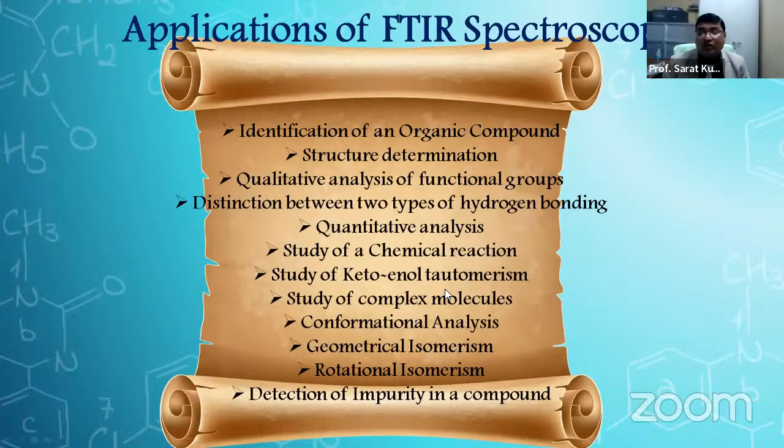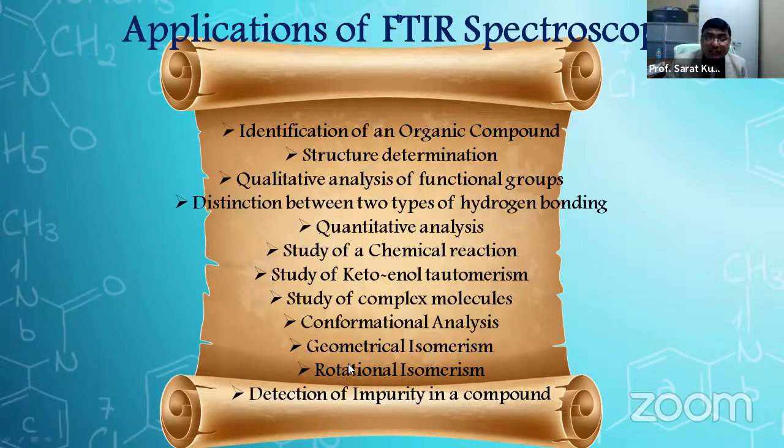Study of keto-enol tautomerism, because in keto you can get C double bond C, C double bond O. In enol you can get OH. The OH is not present in the keto. That is, whether keto-enol tautomerism is there, that you can also identify in IR spectroscopy. So many studies of complex molecules, you can also get from IR spectroscopy.